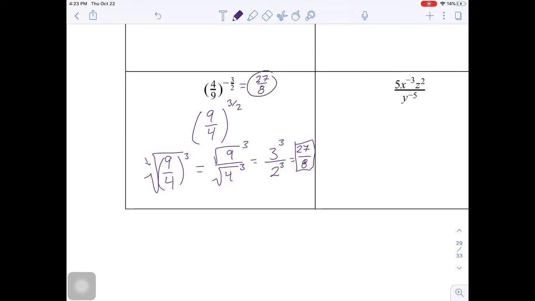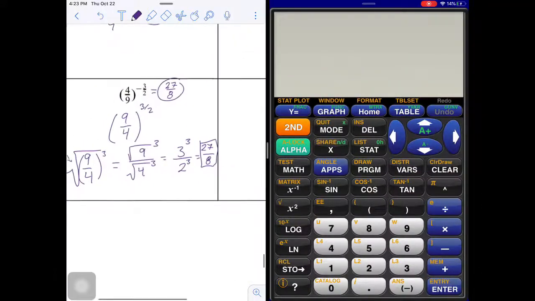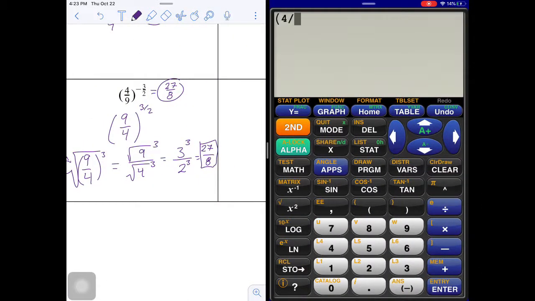And again, we could check our answer there. How could we check our answer? Well, we could take our calculator and use brackets 4 over 9 to the power of negative 3 dividing 2, and make sure you're utilizing brackets. So again, this might take a bit of practice in how to plug that into your calculator. If things just won't work, please come see me or email.